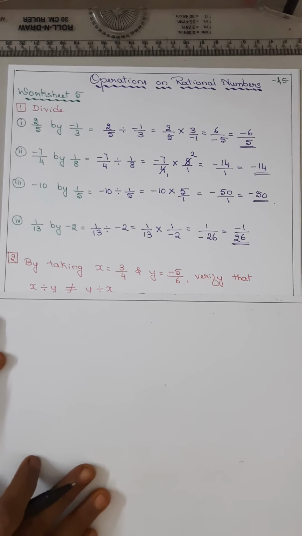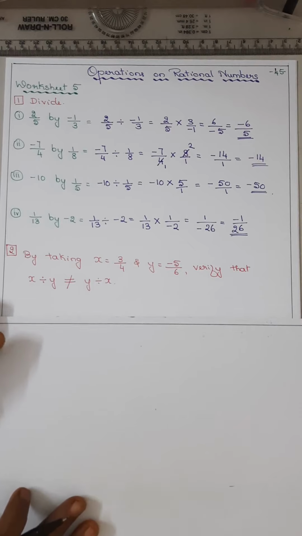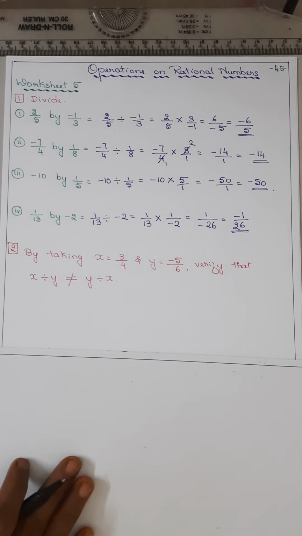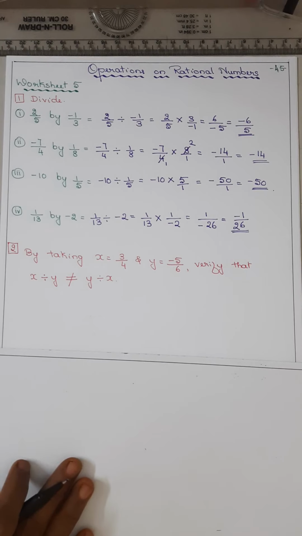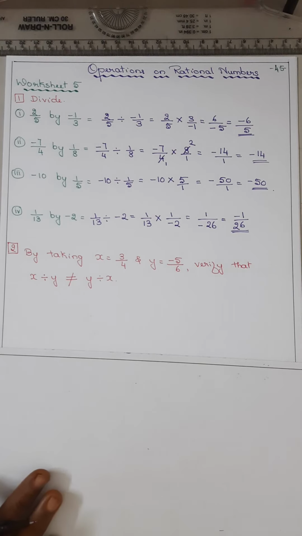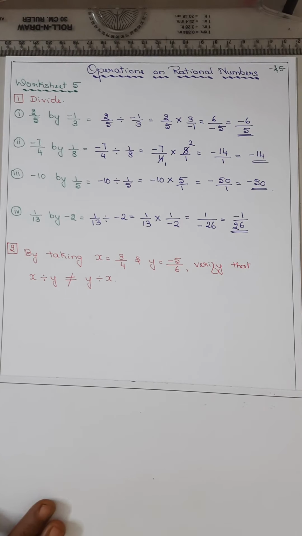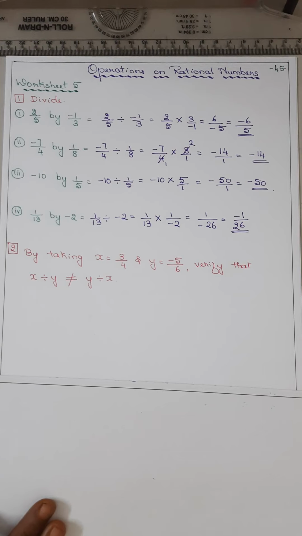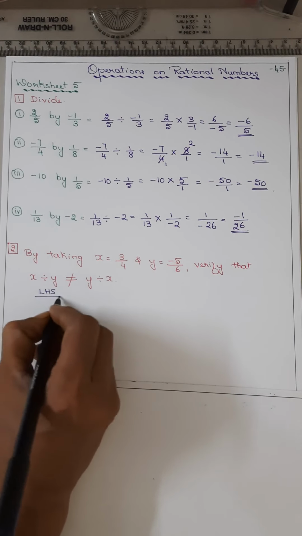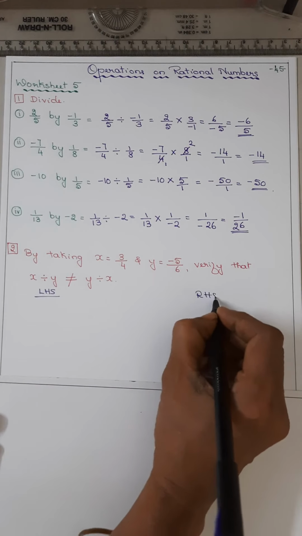Hope all students understood this first sum. Easy, isn't it? Now coming to the second one: by taking x = 3 by 4, y = minus 5 by 6, verify that x divided by y is not equal to y divided by x. Two rational numbers in different order. It is the commutative property. So write LHS and RHS.